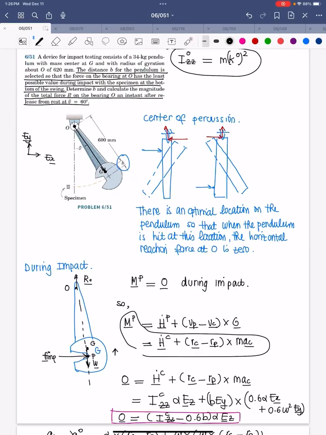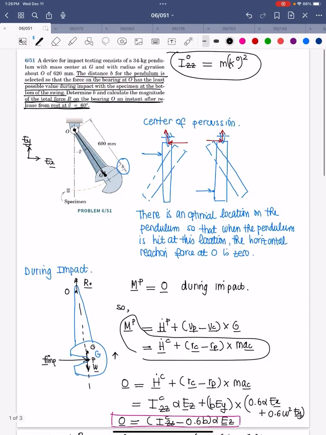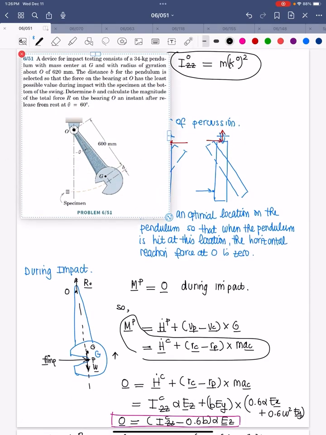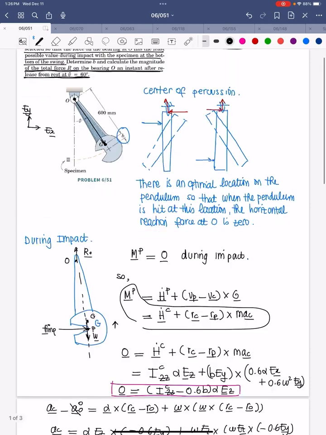Hello, let's continue this problem. The second part, in the first part we found this distance B. In the second part we need to determine the reaction force at O at the instant after the pendulum is released from rest at theta is equal to 60 degrees. So maybe I can copy this again.